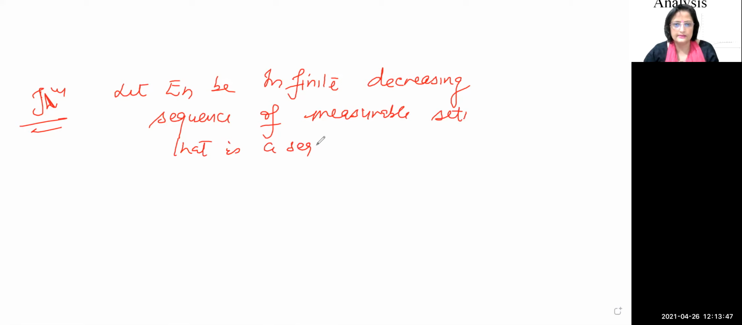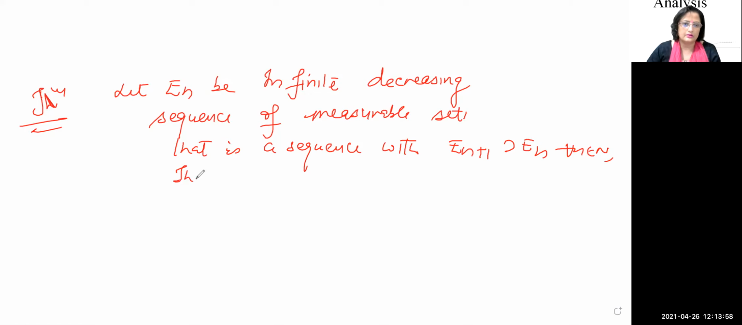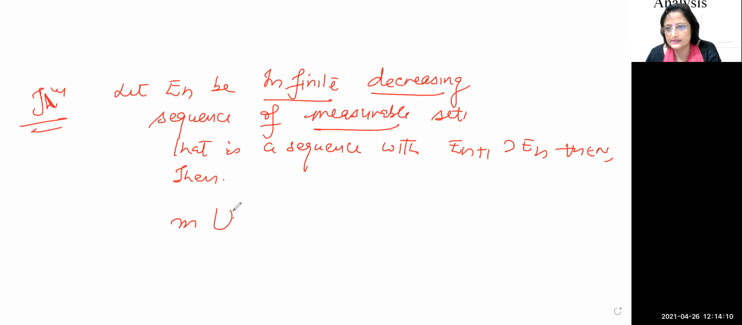That is a sequence with En plus 1 is a superset of En for all n belongs to n. Then measure of union, देखो क्या क्या कंडीशन दी है, इनफाइनाइट है, डिक्रीजिंग है, मेजरेबल है. यहाँ पे ये कंडीशन नहीं दी है हमें कि measure of E is less than infinity or equal to infinity.